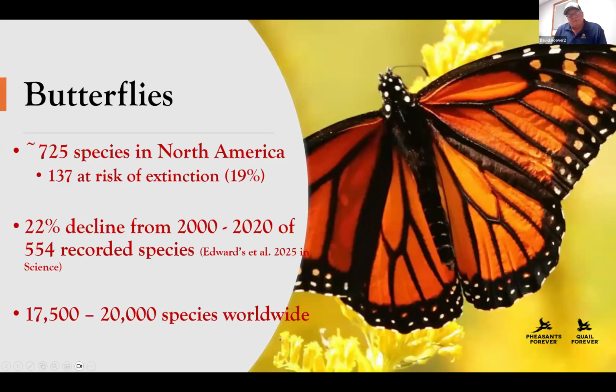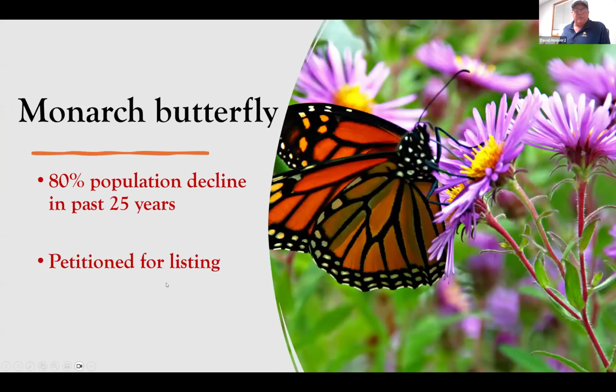So now to butterflies. We've got over 700 species in North America. Say 20% of them are at risk. A recent study this year showed, just in the last 20 years, 2000 to 2020, of the 554 species that they recorded, a 22% decline from 2000 to 2020. So a fifth of them are gone in 20 years overall abundance. And North America has just a fraction of the overall species worldwide. You can see how many we've got. Not near as many as the beetle species, but a very, very diverse taxonomic group.